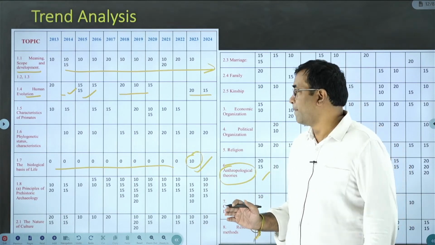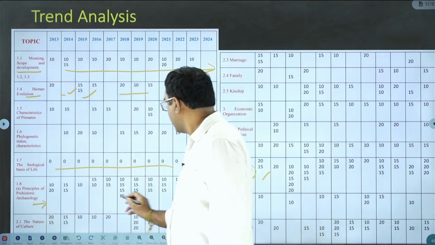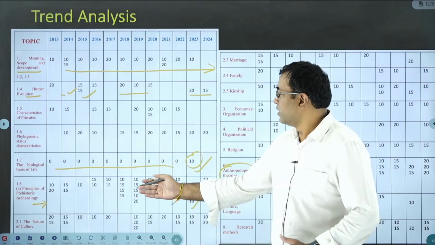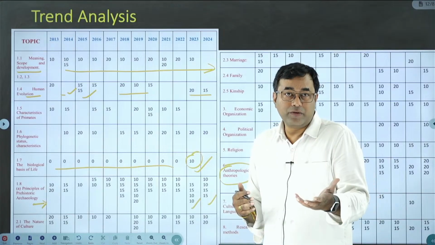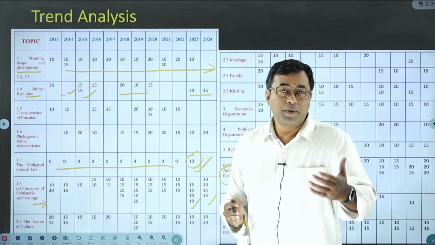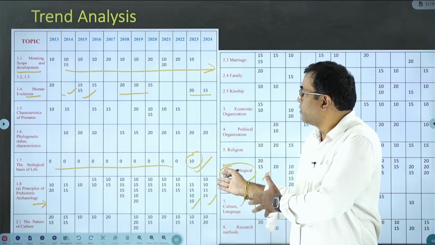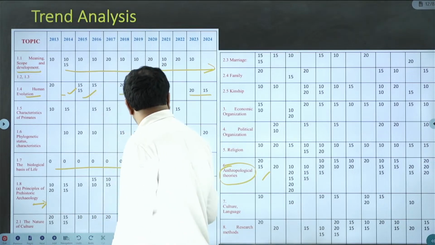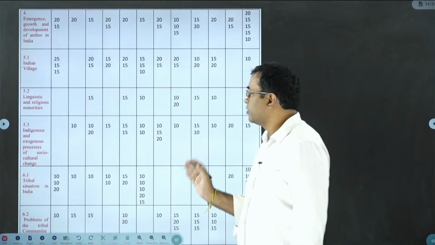We will discuss them elaborately. At the same time, principles of prehistoric archaeology. Here also you can see the number of questions related to archaeology has increased. This is how we try to understand the trend analysis and predict the questions, and we provide the basic concepts, preparatory notes, and previous year question analysis in the classes, which will help you get a good score in anthropology. This is the trend analysis for paper 1, and the next one is for paper 2.